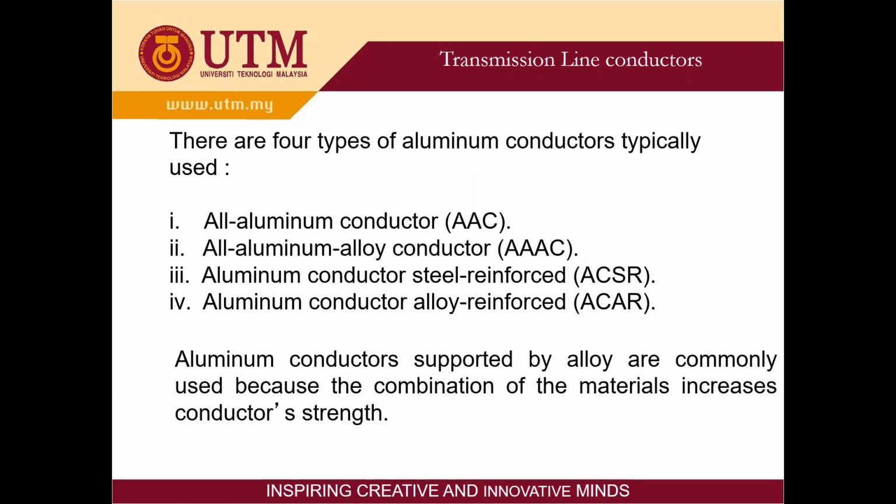There are 4 types of aluminum conductors that are typically used. The first one is what we call all aluminum conductor, or in short form, AAC. All aluminum alloy conductor, AAAC or triple AC. Aluminum conductor steel reinforced, ACSR, and aluminum conductor alloy reinforced, ACAR. Aluminum conductors supported by alloy are commonly used because the combination of the materials increases the conductor strength.